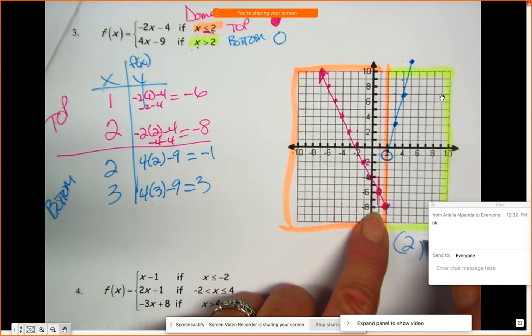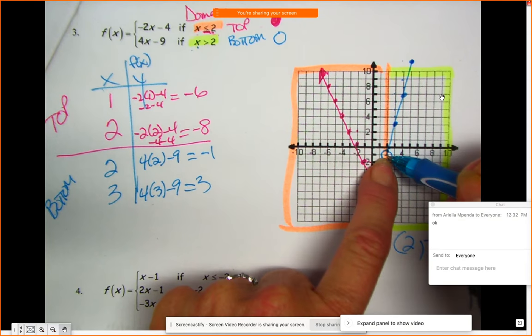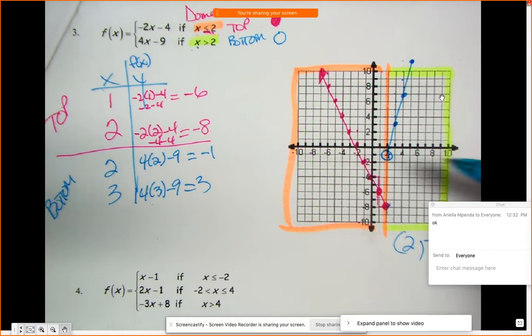Say, oh, 2 goes with -8. You're not going to say 2 goes with -1 because it doesn't. That's an open circle. It means just to the right of it, 1.1. Okay, but it doesn't go with that one. Okay, I also want to work the bottom one.